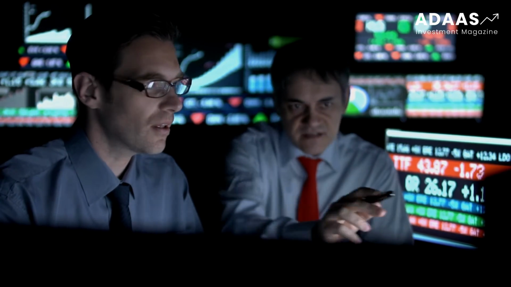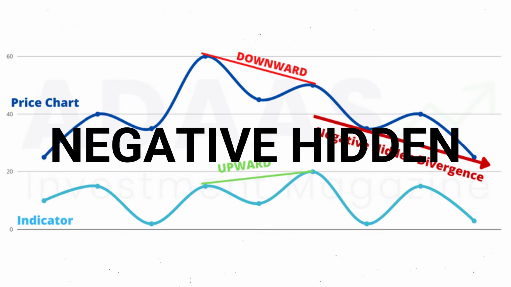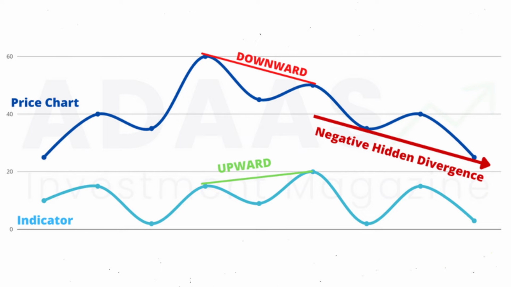The results are divided into two types. The first is negative hidden divergence. At the end of a downtrend, the price trend forms a new price peak below the previous peak. At the same time, the indicator used has formed an upward trend, which indicates an increase in the probability of continuing the downward trend, as well as the formation of a downward price channel pattern.